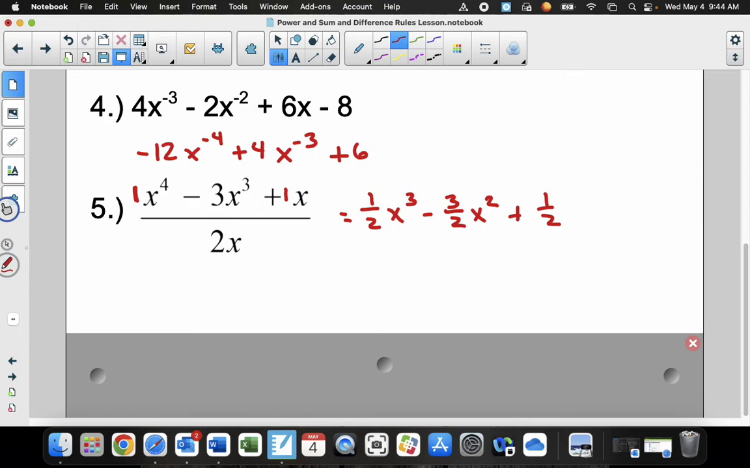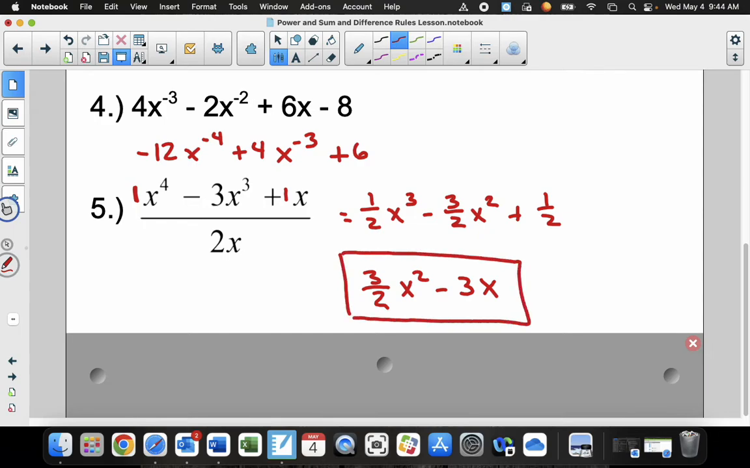Now you could take the derivative using your power rule. If you bring your exponent out front, you end up with 3/2 x squared. When I multiply 2 times 1/2, we get minus 3x. And then the derivative of a constant, in this case it's 1/2. There's your actual derivative. That part goes away.